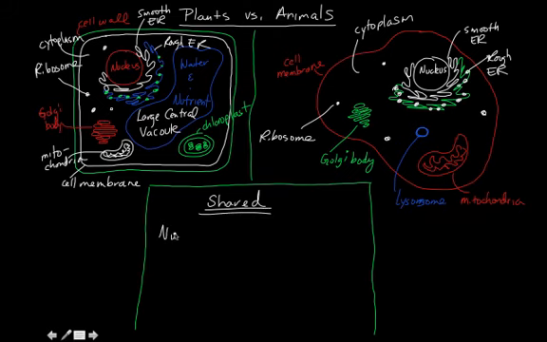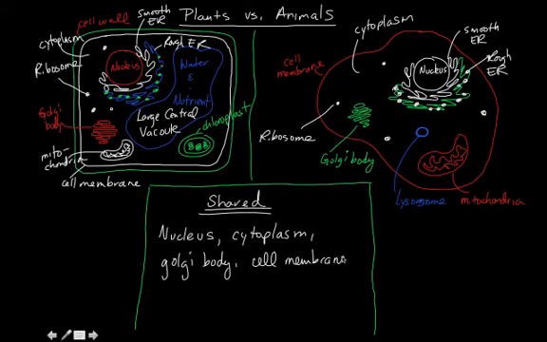We know that they both have a nucleus. So that's one thing that we can go ahead and put down. We know that they both have cytoplasm. They clearly both have a Golgi body because we can see that in our picture. Both have a cell membrane. They both have ER, both smooth and rough. And obviously all cells have ribosomes. We've talked about that before. And I think that pretty much covers all of the major things that they have in common.